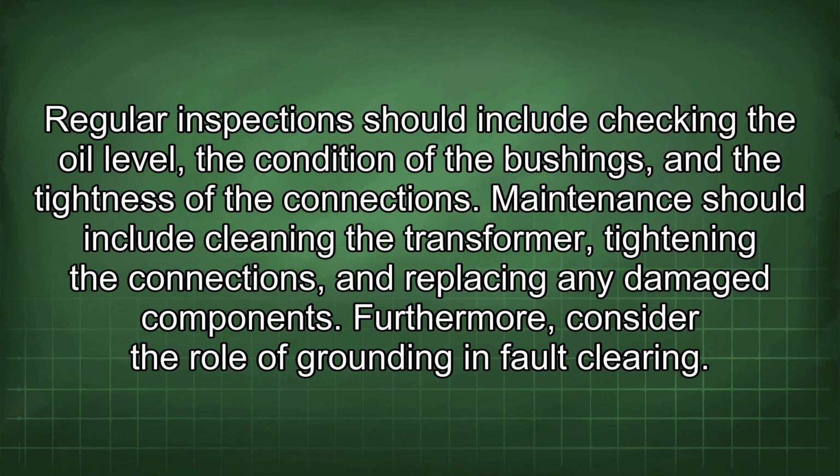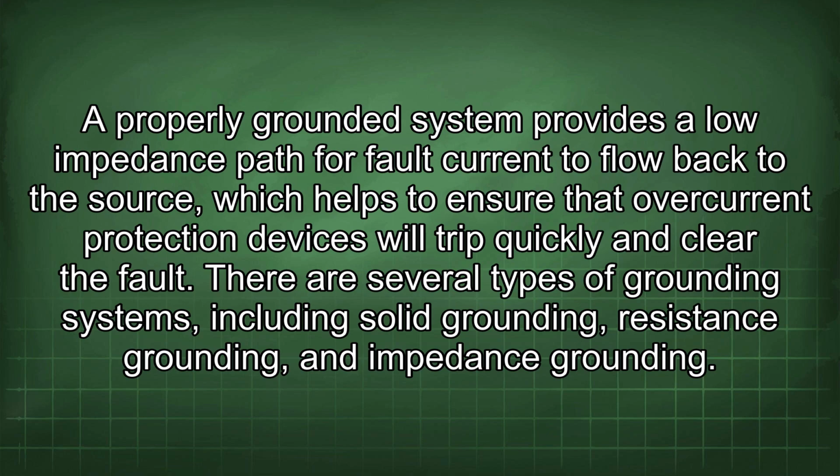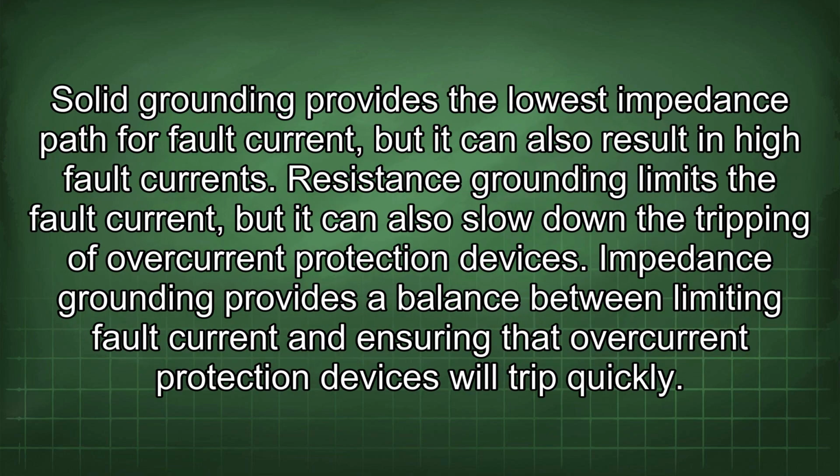Furthermore, consider the role of grounding and fault clearing. A properly grounded system provides a low impedance path for fault current to flow back to the source, which helps to ensure that overcurrent protection devices will trip quickly and clear the fault. There are several types of grounding systems, including solid grounding, resistance grounding, and impedance grounding. Solid grounding provides the lowest impedance path for fault current, but it can also result in high fault currents.